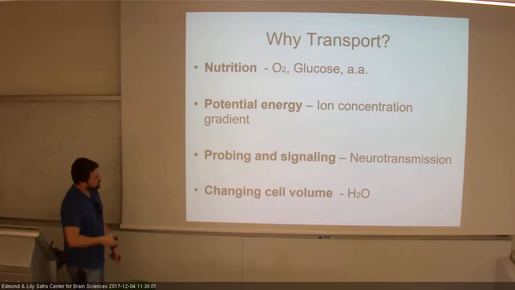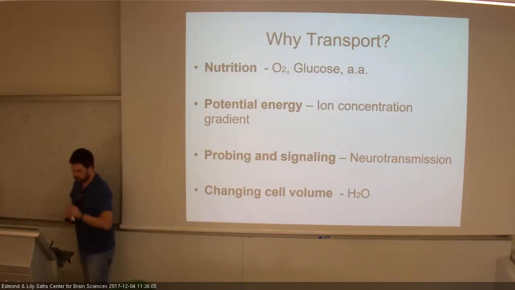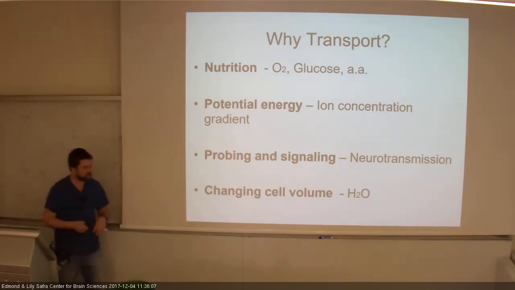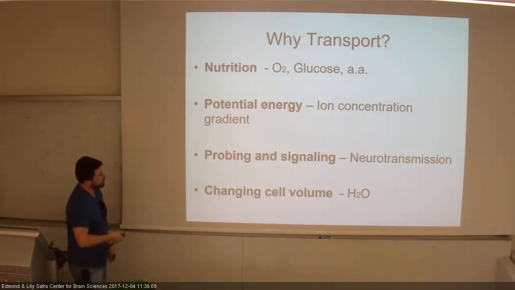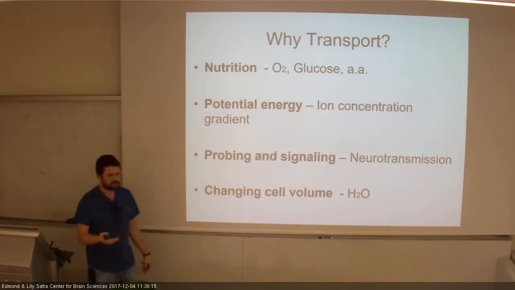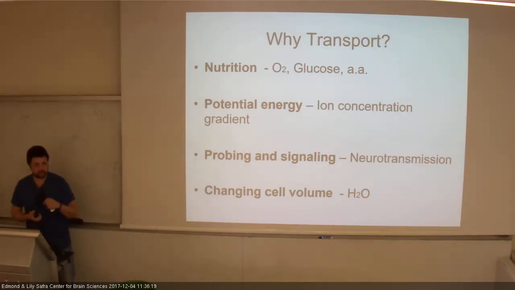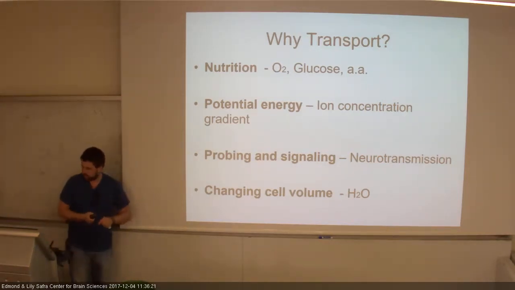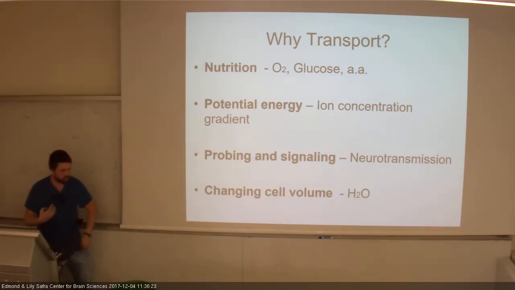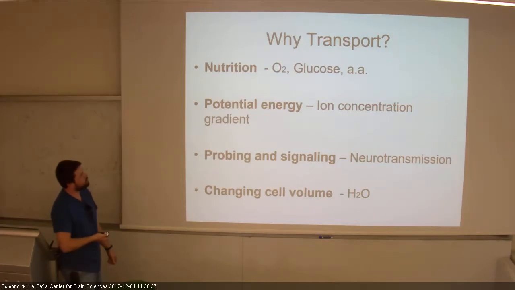And certain types of cells in our body, specifically neurons, are not very good at this, but other cells and glia have the ability to change the cell volume. They can do it by allowing permeability of water into and out of the cell to change the volume of the cell. So this is just one example of the reasons why the cell needs to transport things across the cell membrane.